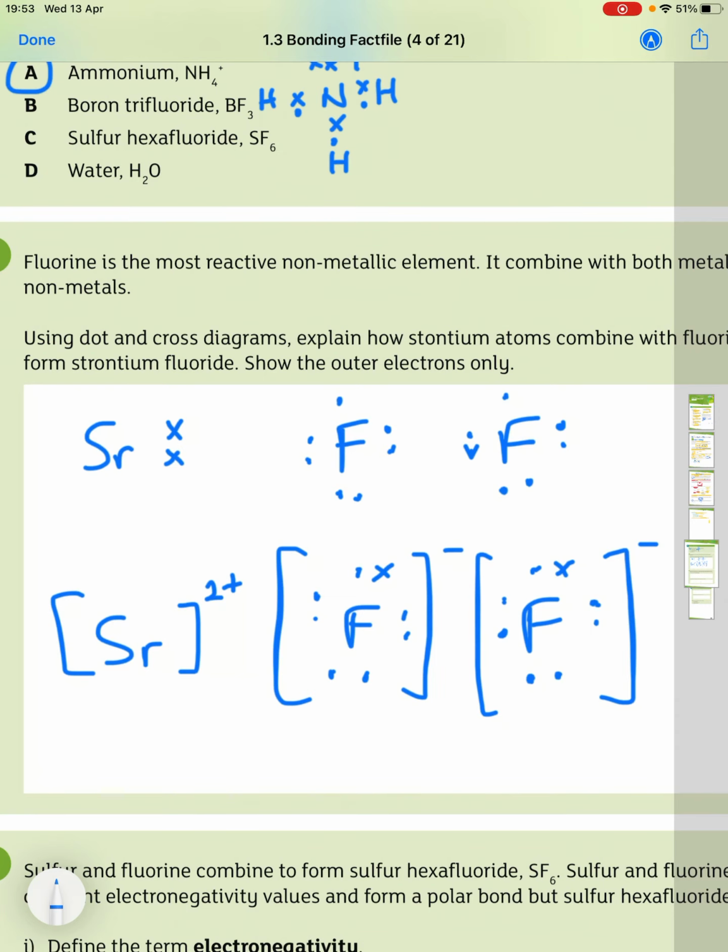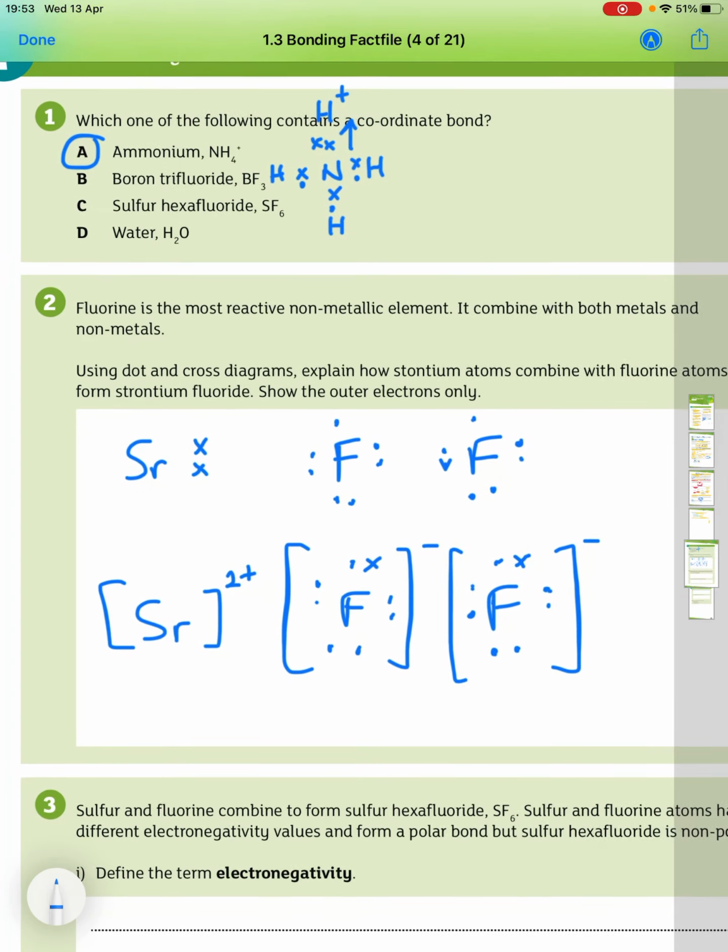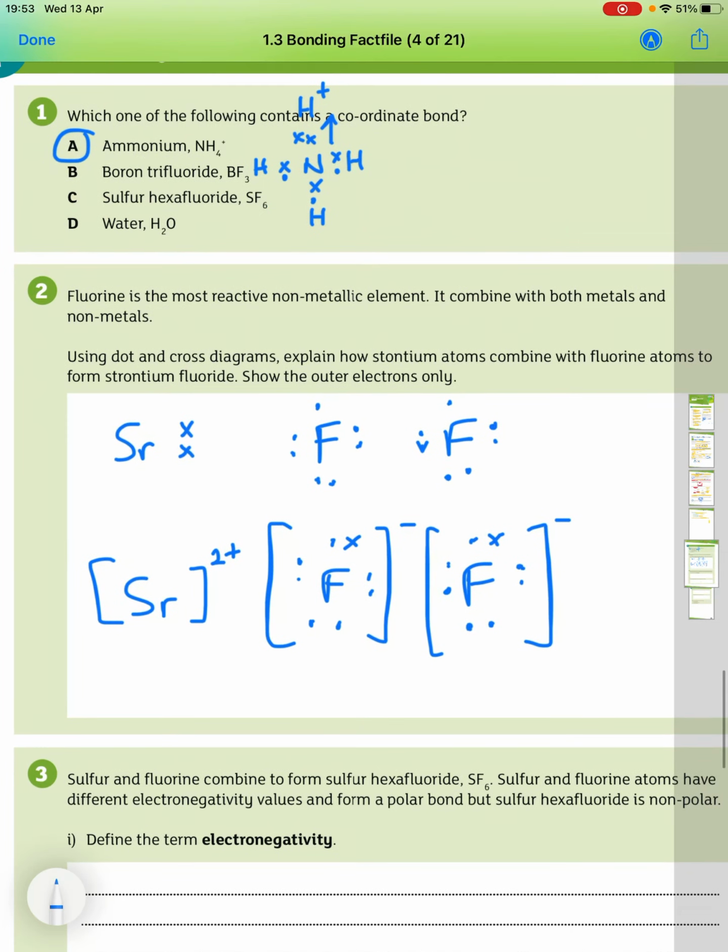4 marks for each of those. If there's one mistake, you take 1 mark off for each mistake, so negative marking in that question.